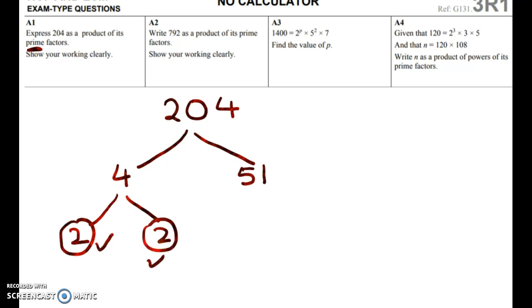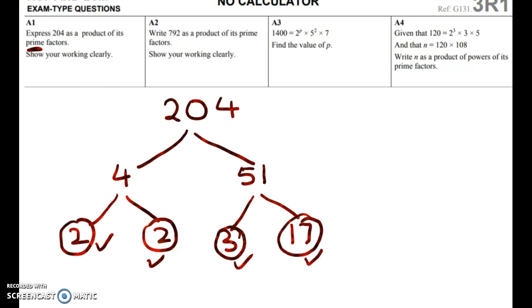Now 51 is also not a prime. Its factors are 3 and 17. 3 is a prime, circle, tick. 17 is a prime, circle, tick. So that's the first one done.